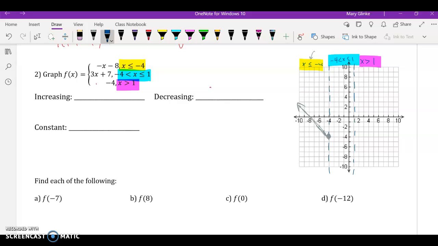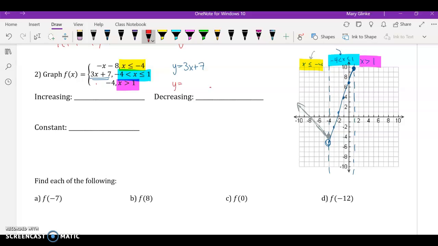Our middle equation is y equals 3x plus 7. So we're going to go to 7 on our y-axis, and we're going to go ahead and do a slope of 3. So up 3, right 1, or down 3 and left 1. We don't need to keep extending because we want this blue section to be in this middle part here. So then all we have to do is connect these and worry about our boundary open or closed. So it's going to be an open circle for negative 4 and a filled in circle at 1.